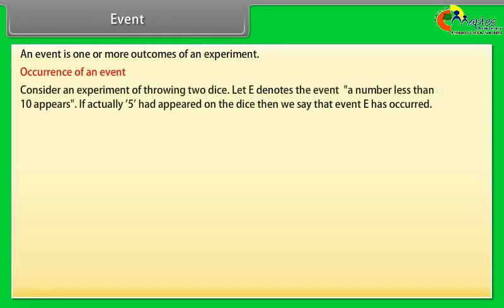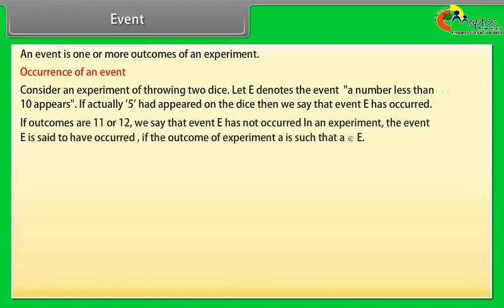Event. An event is one or more outcomes of an experiment. Occurrence of an event. Consider an experiment of throwing 2 dice. Let E denote the event: a number less than 10 appears. If actually 5 had appeared on the dice, then we say that event E has occurred. If outcomes are 11 or 12, we say that event E has not occurred. In an experiment, the event E is said to have occurred if the outcome of experiment A is such that A belongs to E.